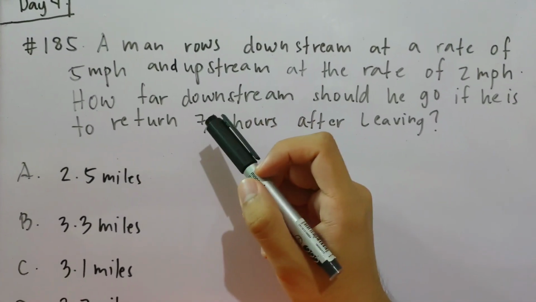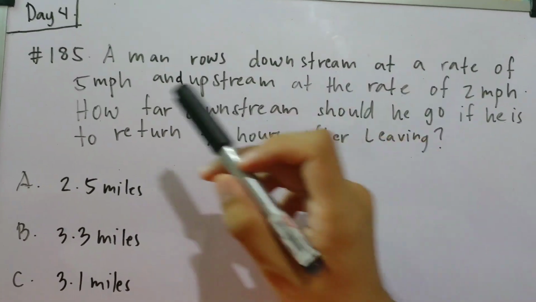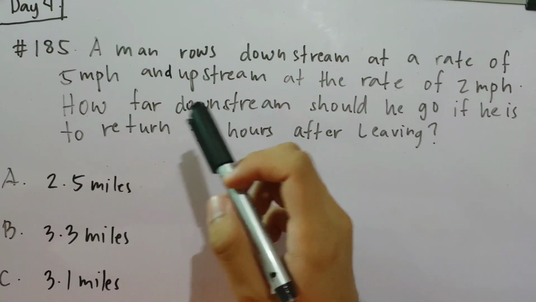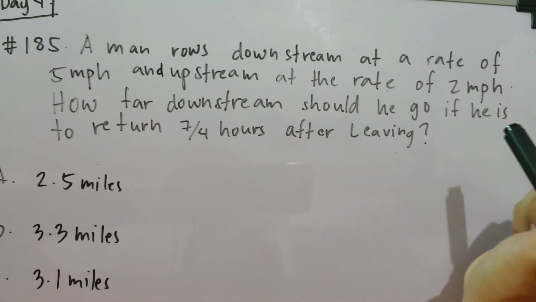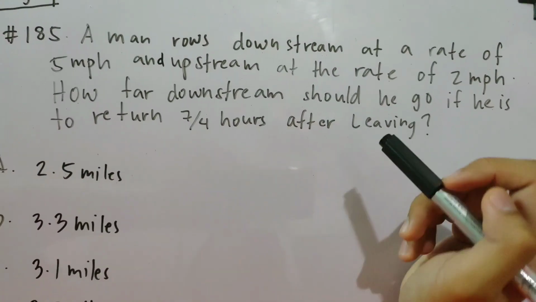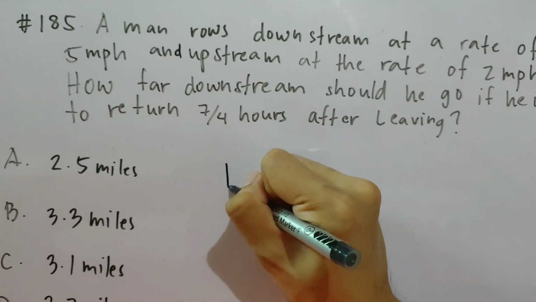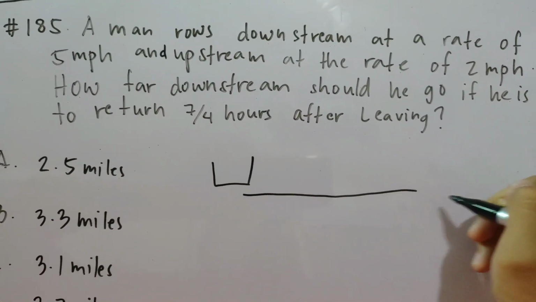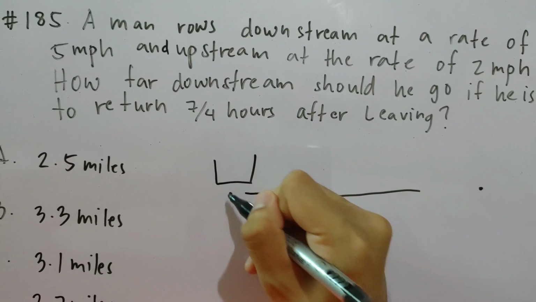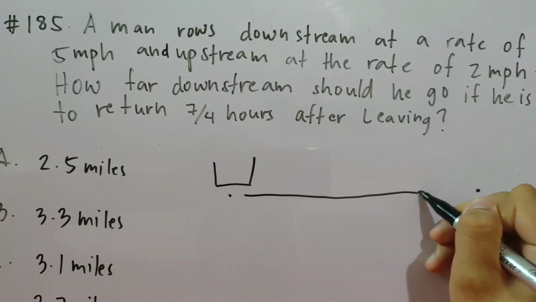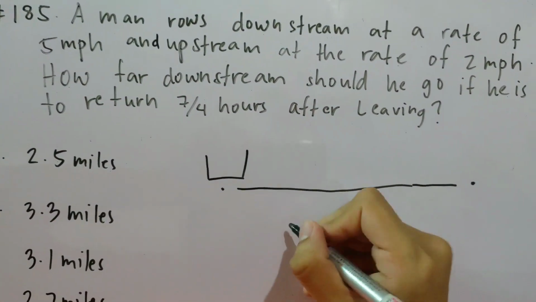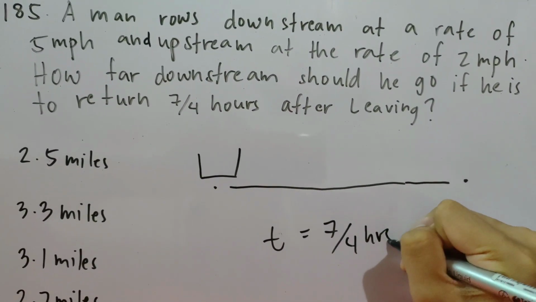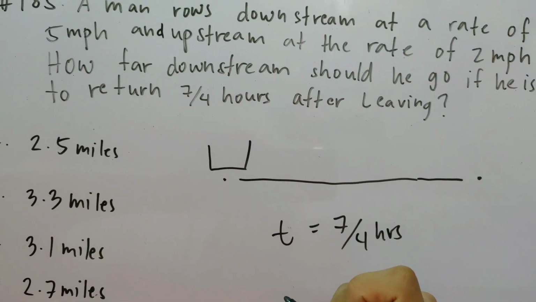Number 185. A man rows downstream at a rate of 5 miles per hour and upstream at the rate of 2 miles per hour. How far downstream should he go if he is to return 7 over 4 hours after leaving? So, meron tayong boat. Tapos, magta-travel siya downstream. Sabihin natin dito yung downstream, dito yung upstream. So, magta-travel siya downstream, papunta dito, tapos babalik siya with a total time of 7 over 4 hours. So back and forth yun, 7 over 4 hours.